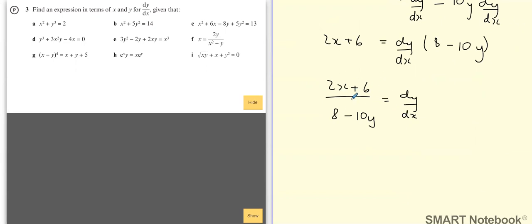Now, what I'm also going to say, an equivalent answer you might have had was if you move dy by dx onto the left-hand side and everything else on the other. So you could also put minus 2x minus 6 over minus 8 plus 10y as well. So both are correct answers. Okay, any questions there?